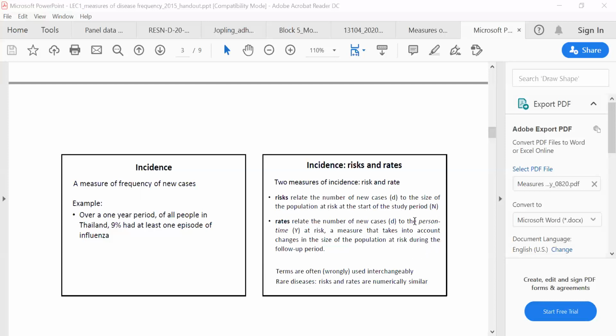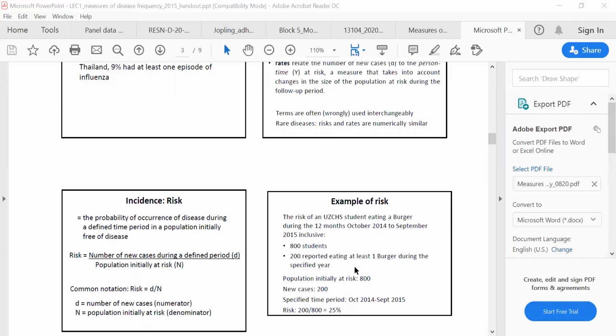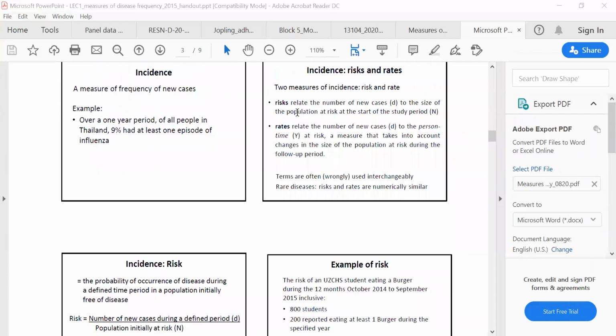And for rates, we talk of what we call person-time years at risk. We are going to explain this. These two things are not the same. They are different and have different formulas. But when you're looking into rare diseases, risk and rates are the same. So let's start with one, which is risk.